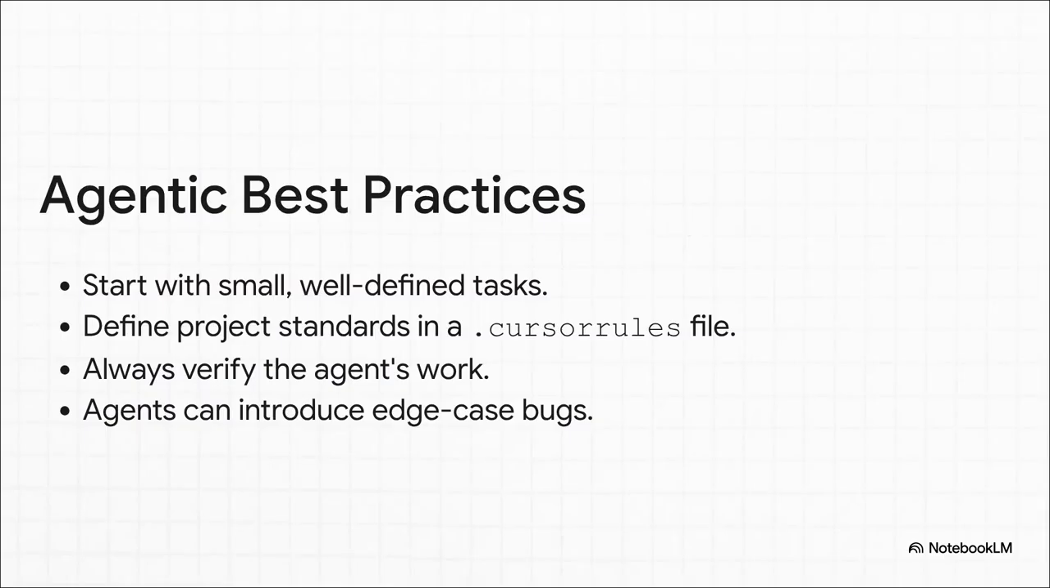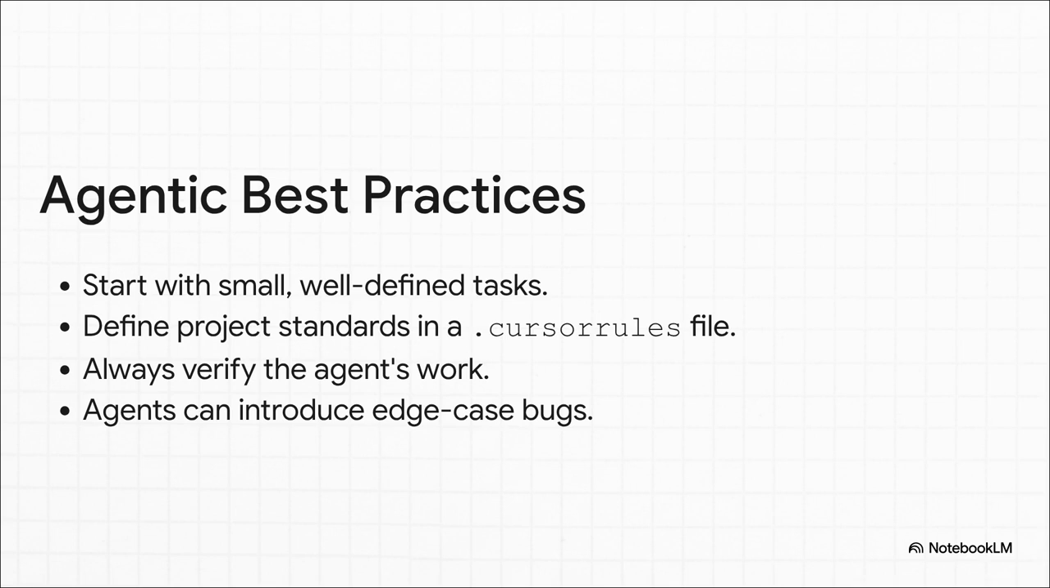Now, look, this isn't magic. It's an incredibly powerful tool, but it's a tool that requires skill. My advice? Start with small, well-defined tasks to build up your confidence. You can use a .cursor rules file to give the agent persistent instructions like, hey, always use async await, or our API responses must always be formatted in this specific JSON structure.